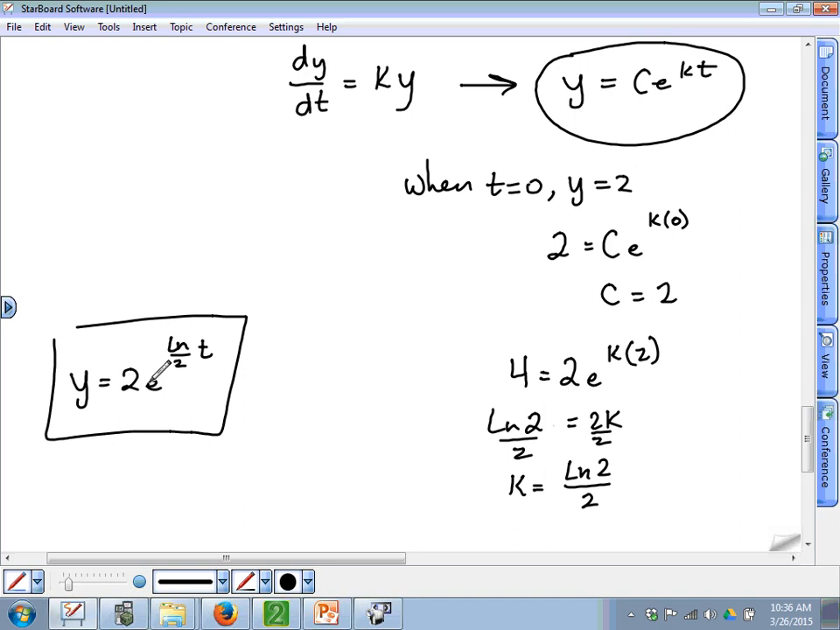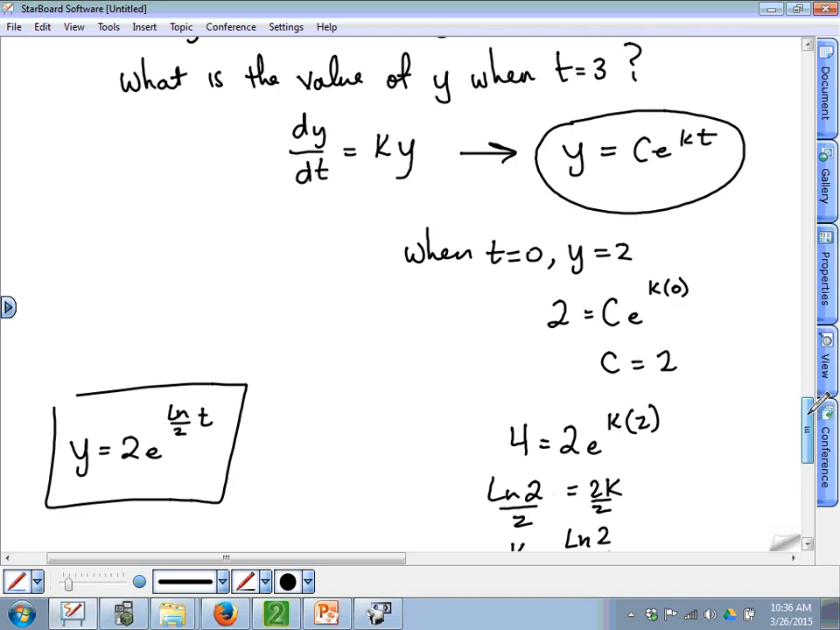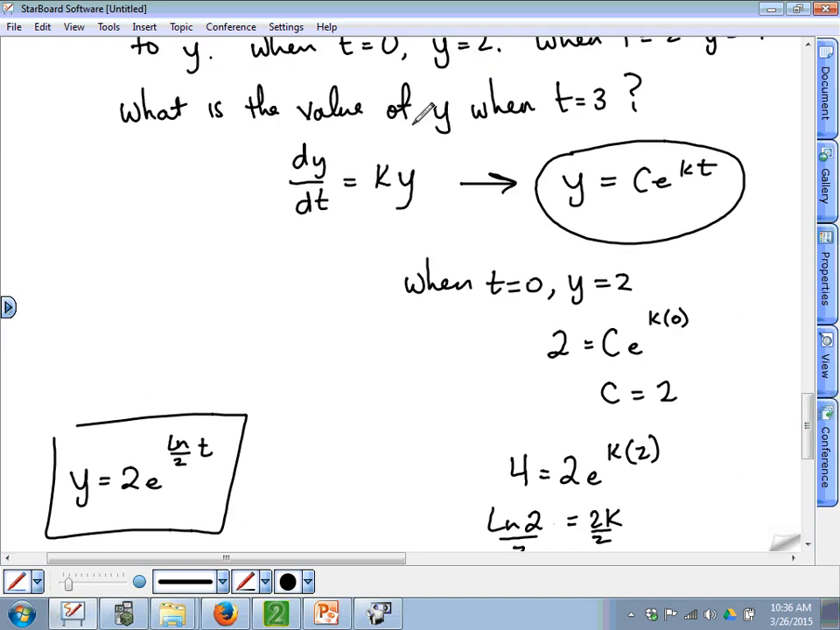We needed the particular solution because they had one more final question. What is the value of y when t equals 3? We could only answer that by figuring out the values of c and k, so that we had only one unknown. You follow? So plug in t equals 3. That'll give you the value of y.